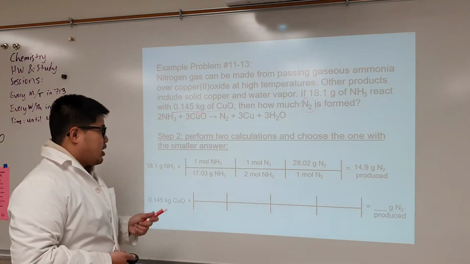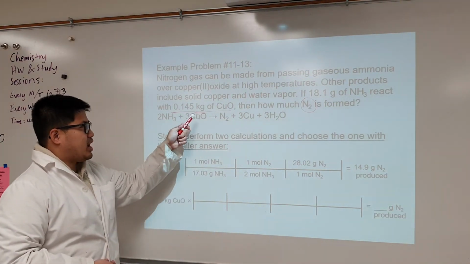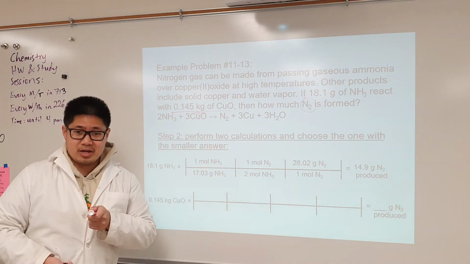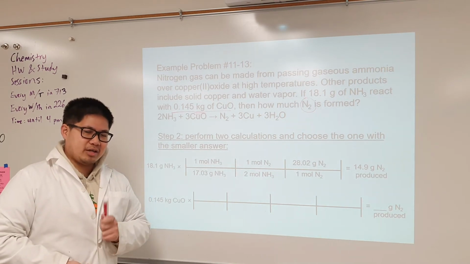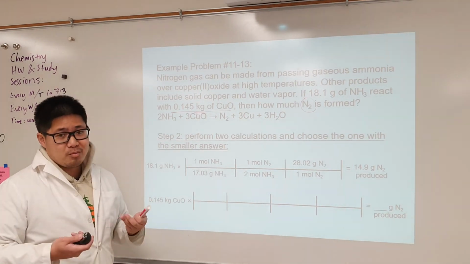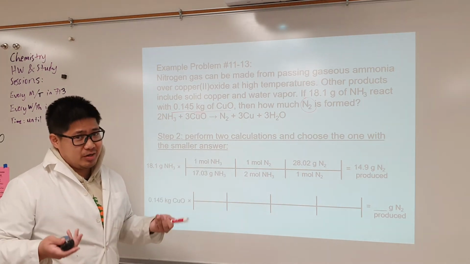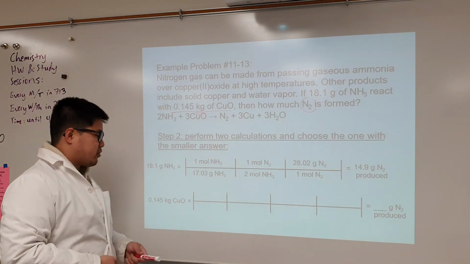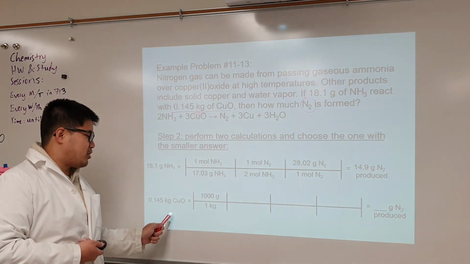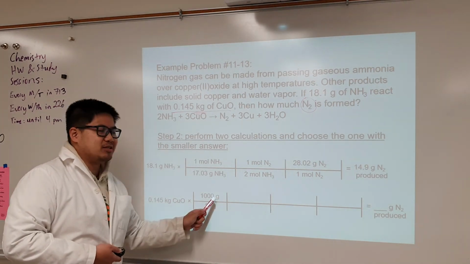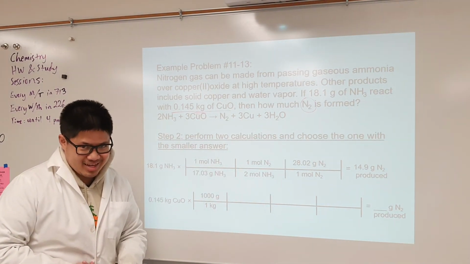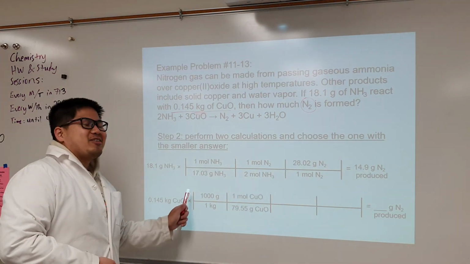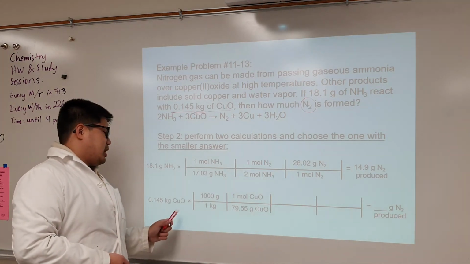And for the other one, I have 0.145 kilograms of copper oxide. Wait, kilograms, right? Don't you have to convert kilograms to grams? Because after all, molar mass is in what units? It's in units of grams per mole. You can't really go straight into that conversion if you don't do this initial step first. You've got to get your kilograms into grams. Dimensional analysis is key, guys. Remember that from unit 8.